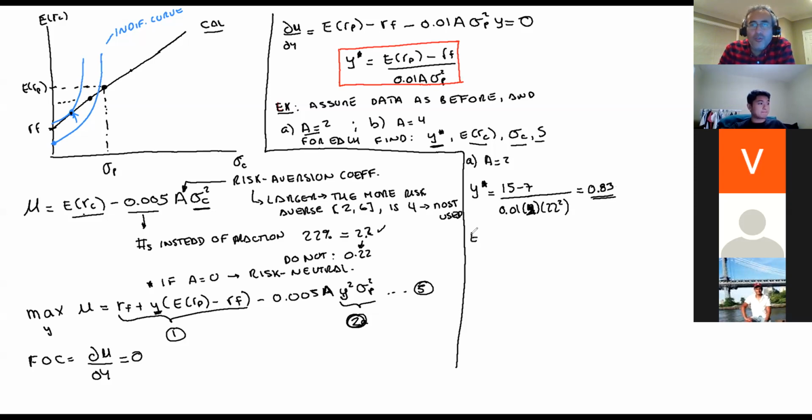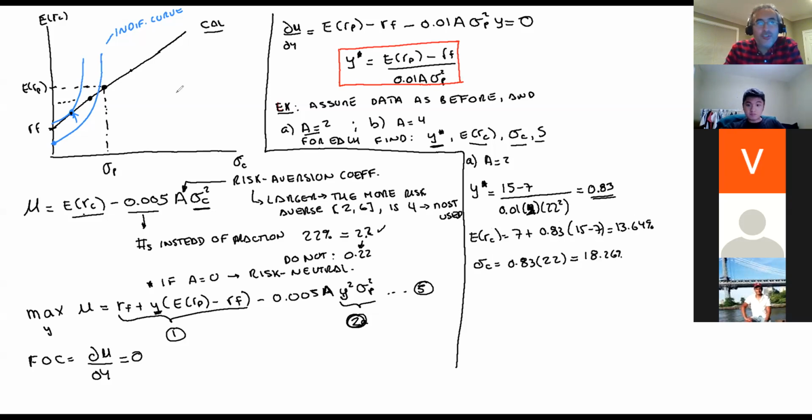Okay, so what is my expected return? The complete portfolio is going to be 7 plus 0.83, because I have y already, times 15 minus 7. So what do you get here? 13.64. Perfect. And what is going to be the volatility? It's going to be 0.83 times the volatility of the risky portfolio. This is equal to what? 18.26. Great.